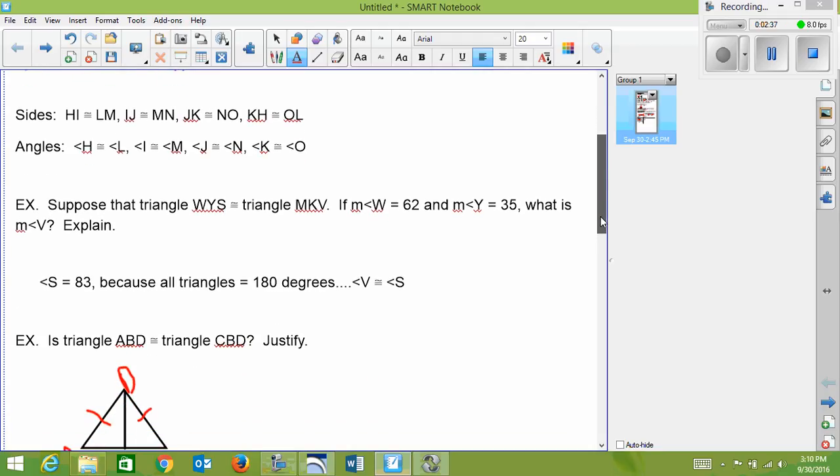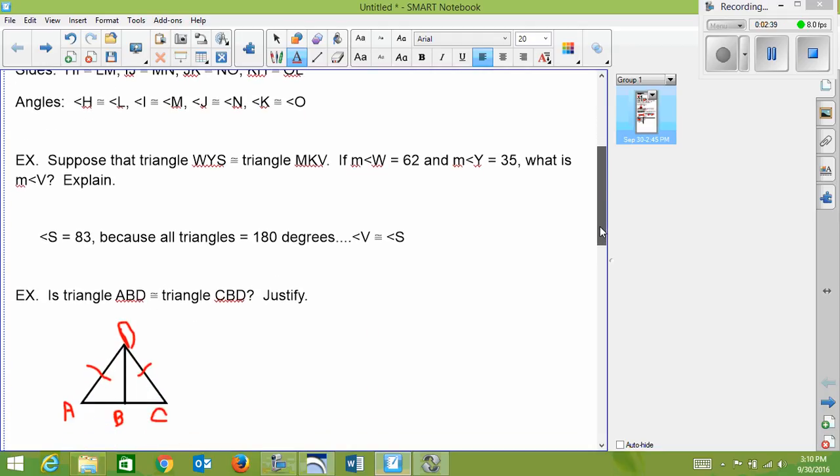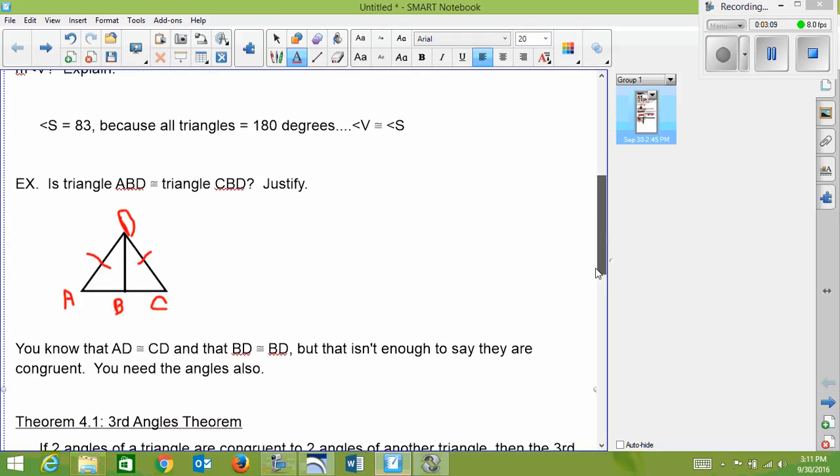Another example is triangle ABD congruent to triangle CBD, and you have to be able to justify your answer. Prove it. Tell me why. Right now when I look at it, it looks like it probably is, right? But you have to be able to prove it by the markings given. And since all they're showing here is that AD equals CD, and then you know that BD down the middle will equal BD, that's not enough to prove it though. You would have to know that AB equals BC, and you would have to know that all the angles would also be equal.